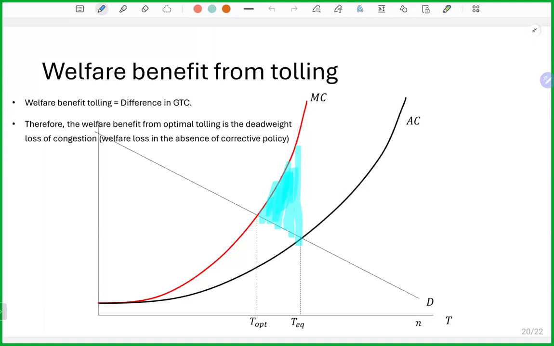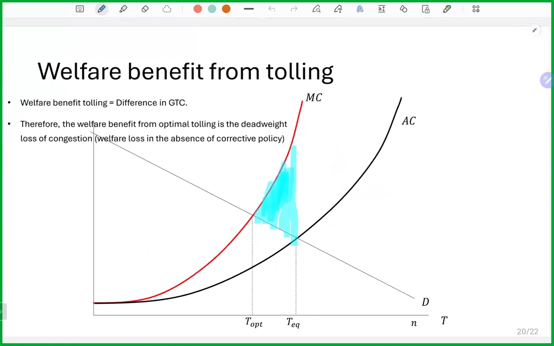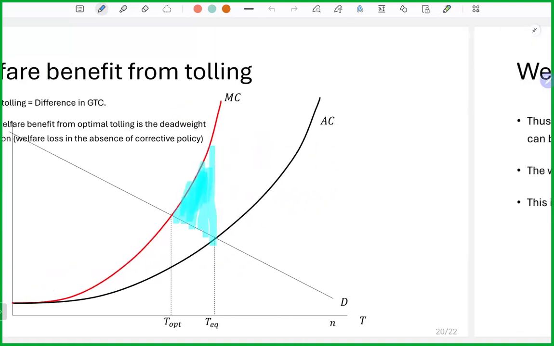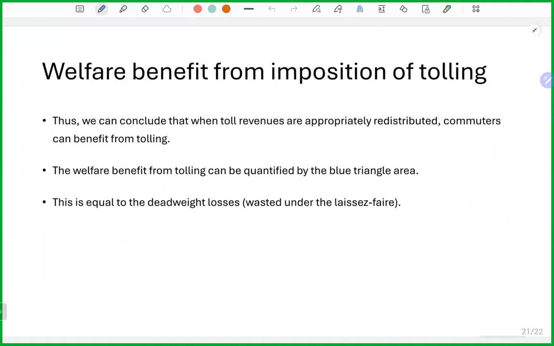So for the textbook lesson, this is the potential gain from congestion tolling. Okay. Any questions? So thus, what we can conclude is that when toll revenues are appropriately redistributed, commuters can benefit from tolling. The welfare benefit from tolling can be quantified by the blue triangle area. This is equal to the deadweight losses of congestion under laissez-faire.